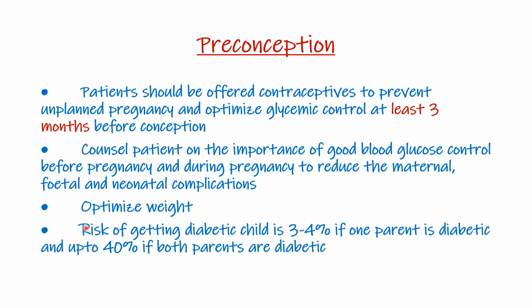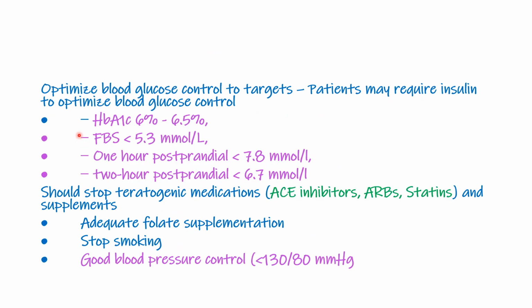In addition to that, you optimize the weight of this patient before pregnancy, and you advise this patient that the risk of having a diabetic child is 3 to 7% if one parent is diabetic, and up to 40% if both parents are diabetic. So, as already mentioned, our targets to optimize blood glucose control are as follows: HbA1c of 6% to 6.5%, fasting blood glucose of less than 5.3, 1 hour postprandial less than 7.8, and 2 hours postprandial less than 6.7.